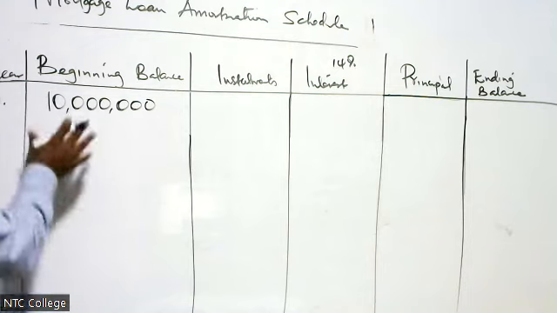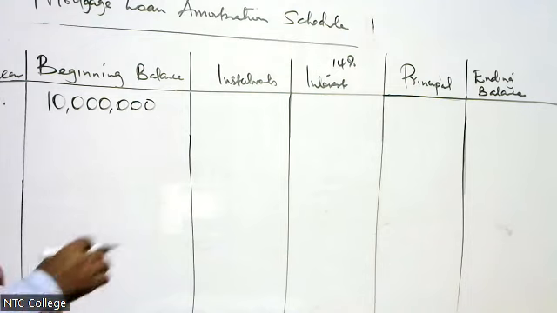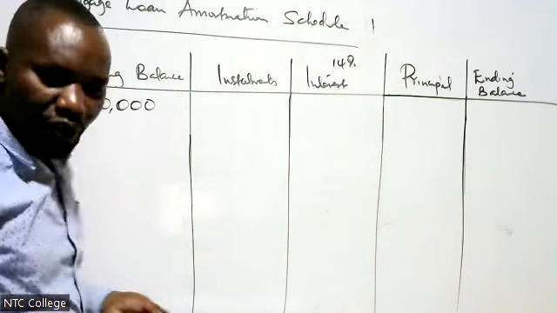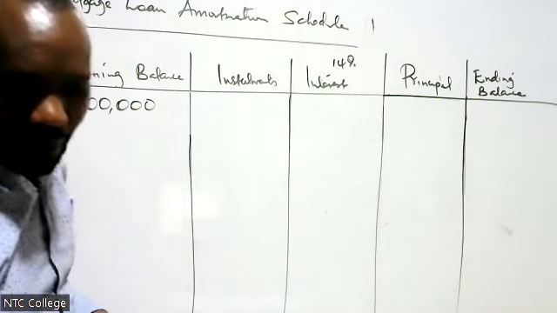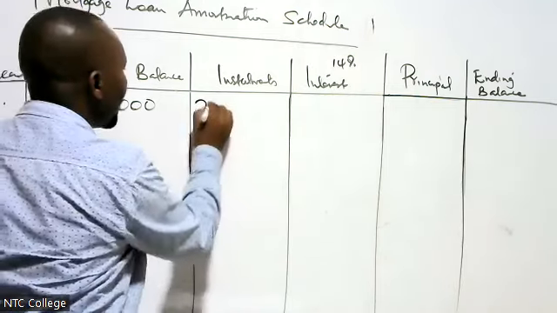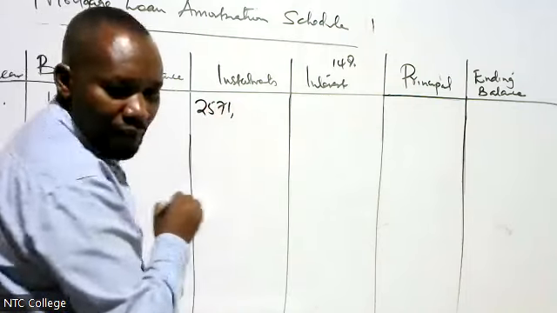So let's start with 10 million. So this 10 million, we say that the interest that you're going to pay at the end of the year is going to be 2,751.